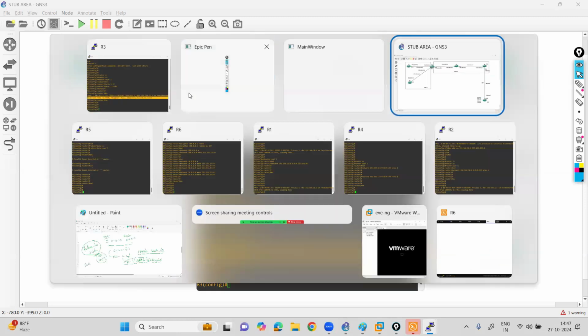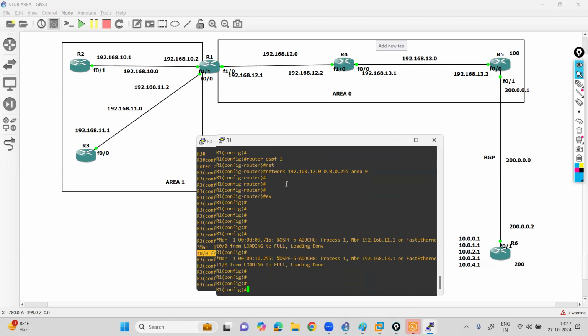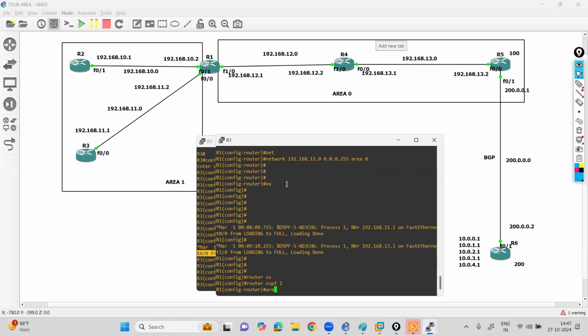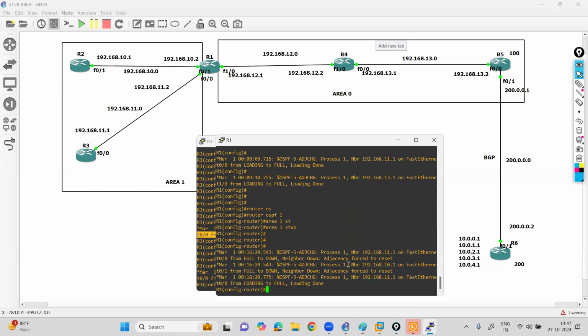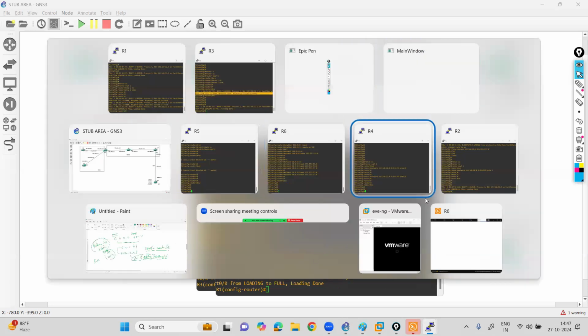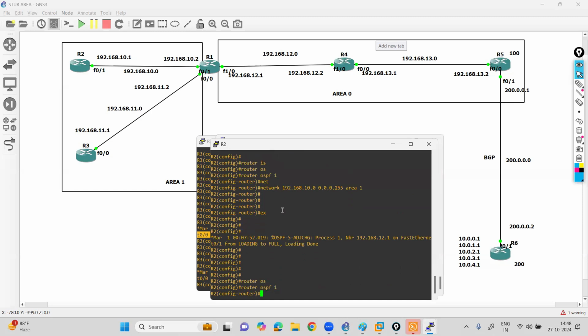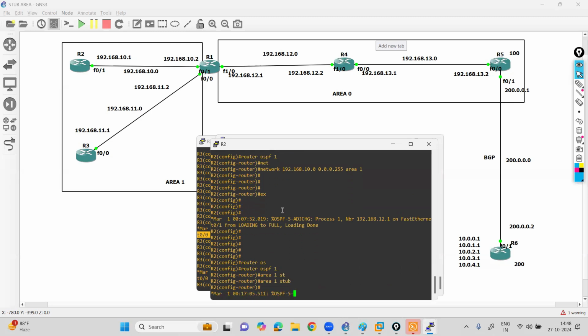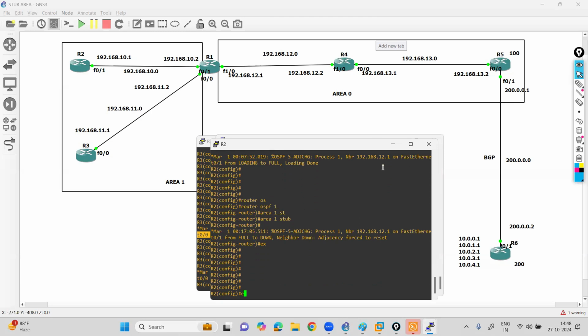Let's go to router number 1 and router number 2. Router OSPF 1, area 1 stub, right? It will reset the adjacency now. Now let's go to router number 2. Router OSPF 1, area 1 stub. So the adjacency will be forced to reset. Now let's check the routing table.